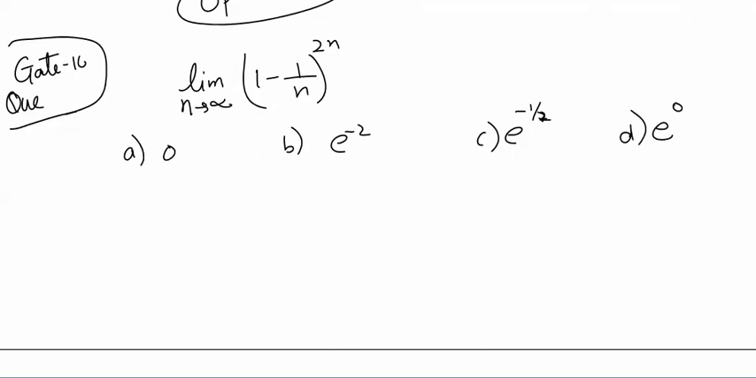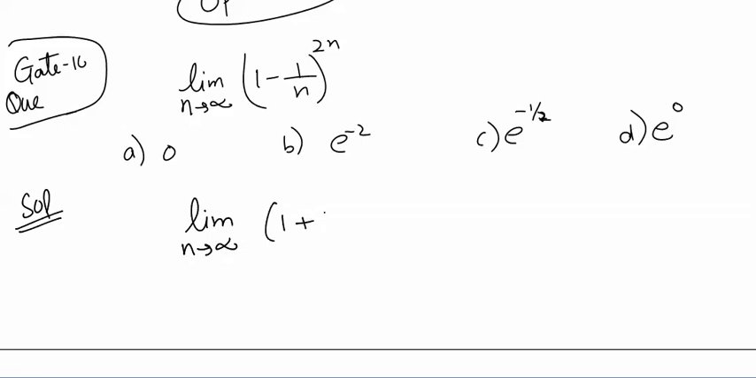Now when GATE has changed its pattern to numerical data entry questions where you don't have options, though there is no negative marking there, it sometimes becomes difficult to understand where to start. Here the options are shouting at you and telling you that you have to use a standard limit result which is connected to e. We have a standard result similar to this. Can you identify that? Limit n tends to infinity.